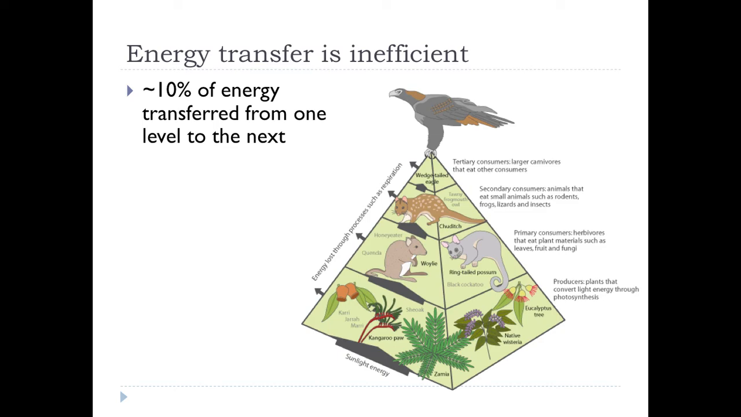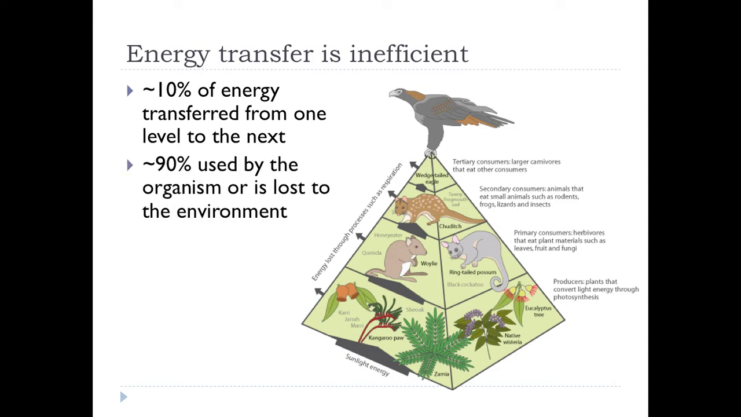So only about 10% of energy is actually transferred from one trophic level to the next. So that means that 90% of the energy is actually lost or just used by that organism. So as I'm talking right now, I'm using energy. I'm actually warm, 98.6 degrees. So I'm putting off that heat. I'm not actually using it. But as I'm moving my muscles, I'm also using up some of that energy just to contract my muscles.